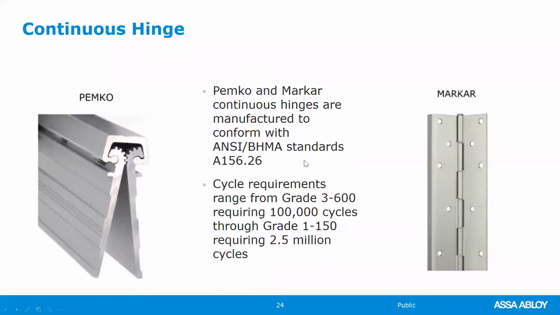They are built to ANSI BHMA standards, and the grade 1 is going to be the heavy duty, the highest classification, which is 150, grade 1, 150 is 2.5 million cycles, all the way down to grade 3, which is 100,000 cycles. More often than not, you're only going to use grade 1 continuous hinges on a hospital.